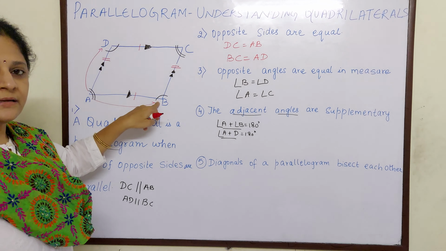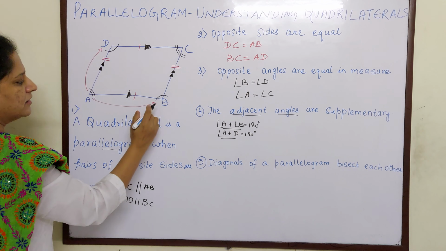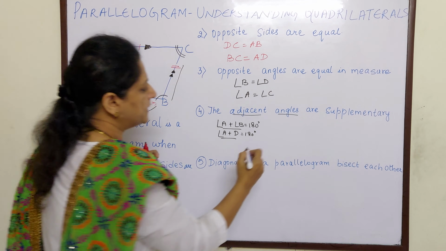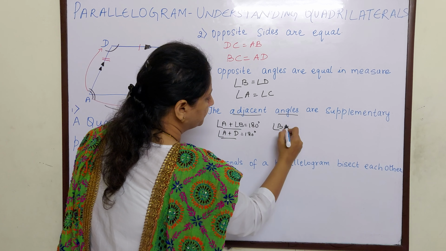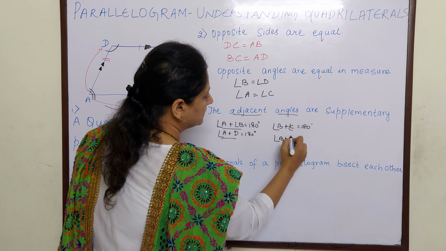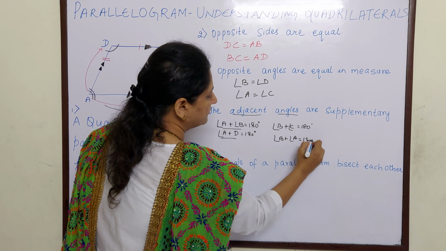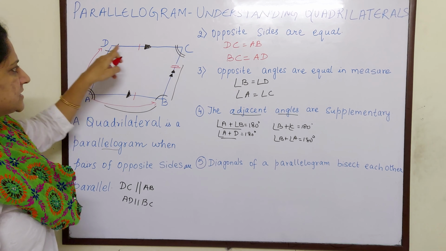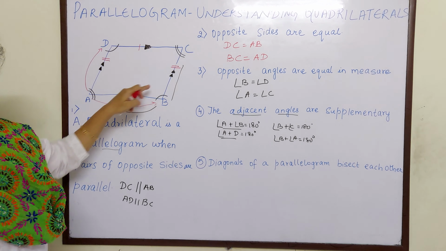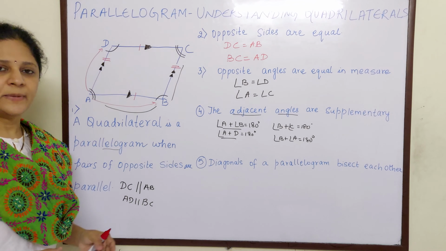Like that for B. What is an adjacent angle for B? For B it is A and for B it is C. So B plus C is also 180 and B plus A is also 180. So like that for each angle, their adjacent angle, for C plus D is 180, C plus B is 180. So you will get many pairs.